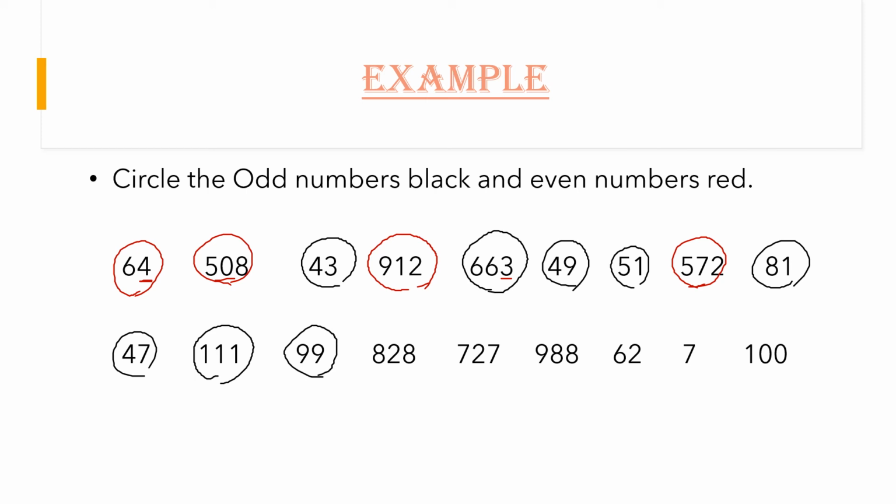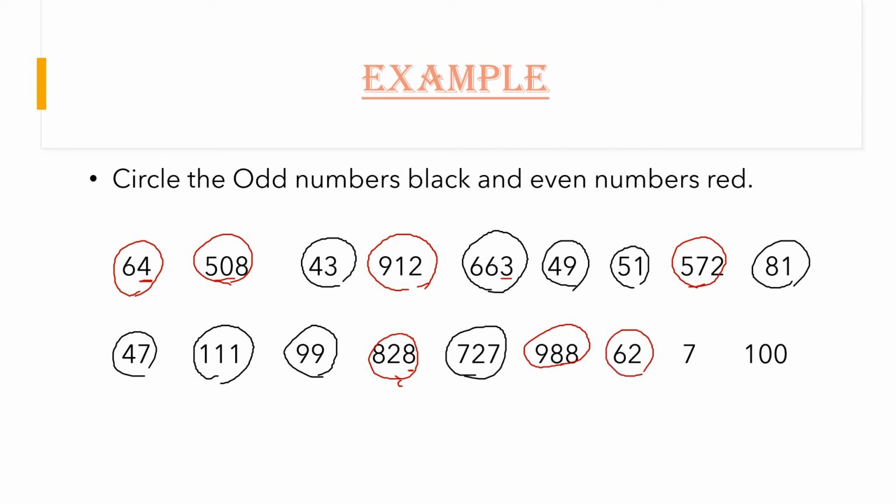Okay, 828. Now it is an even number. Why? Because the last digit is 8. So I will circle it with red color. 727. Is it an even number? No, it is not because the last digit is 7. So it is an odd number. 988. The last digit is 8, which is an even number. So this number is an even number. 62. Again an even number.